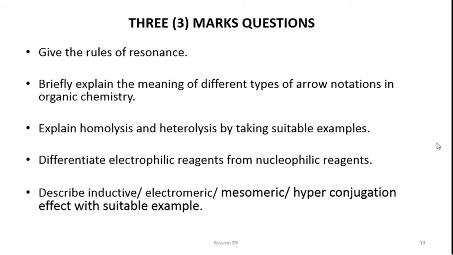Okay, relay of electrons. Hyperconjugation effect, this is seen with sigma and pi bonds. So wherever there are sigma and pi bonds, you will have hydrogen atoms and then there will be transfer of electrons, leading to the hyperconjugation effect. Okay, any one of them they may ask you for 3 marks.